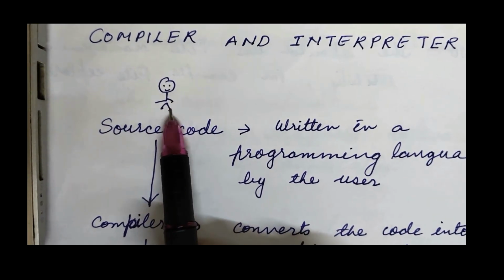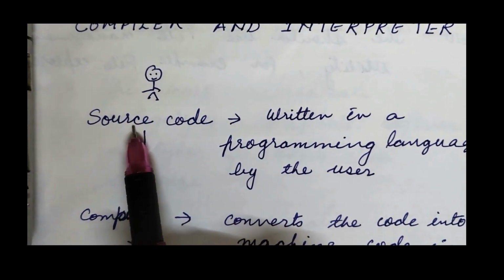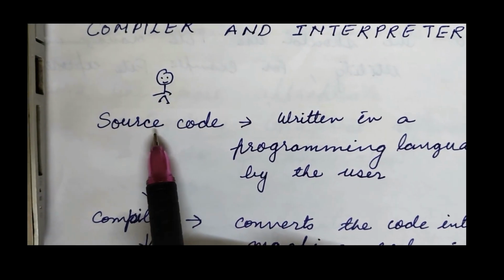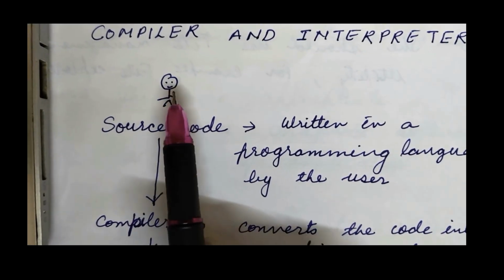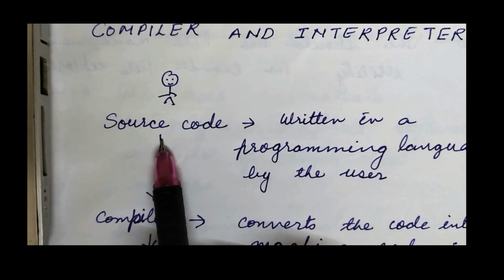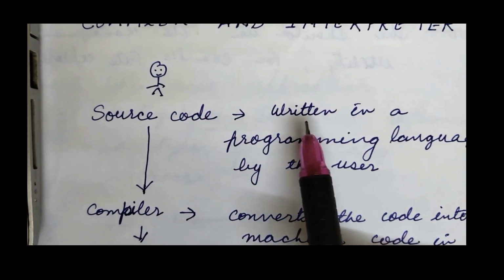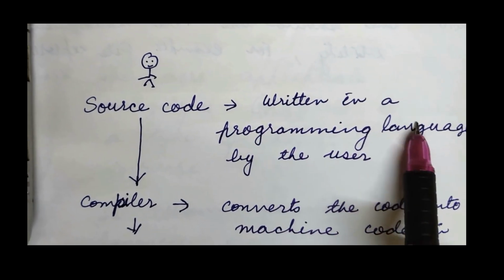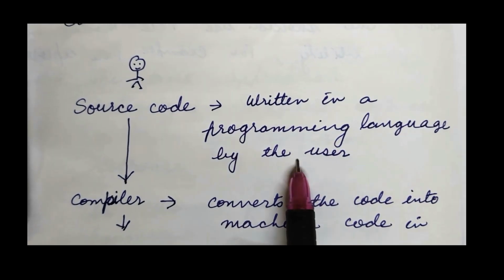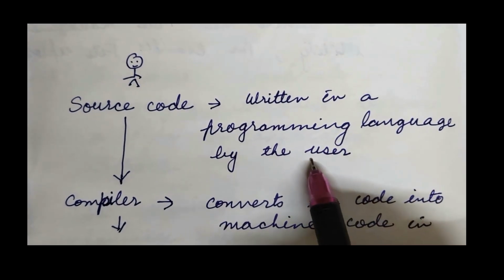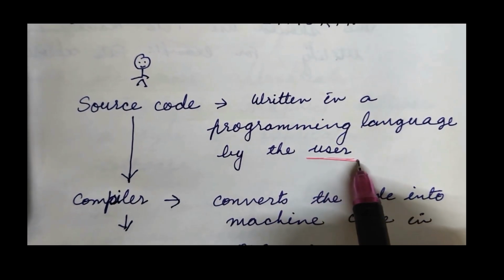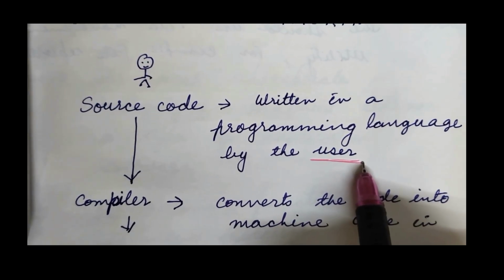When you write down the program, that's called source code. Please remember that technical term. If you write the program, that's called source code. So here it's already written in a programming language by the user. User means it's you. Just keep that in your mind.